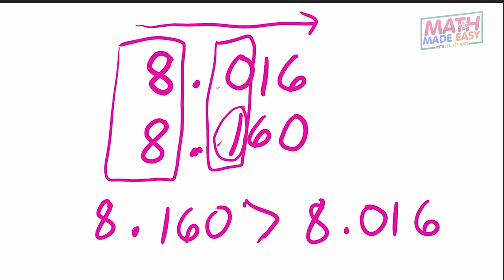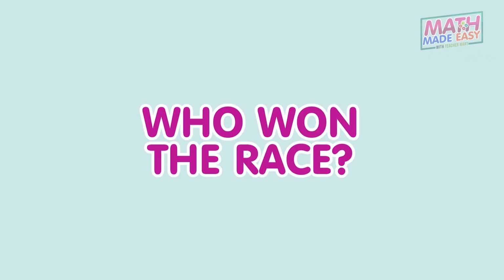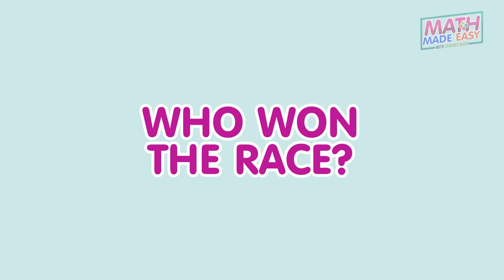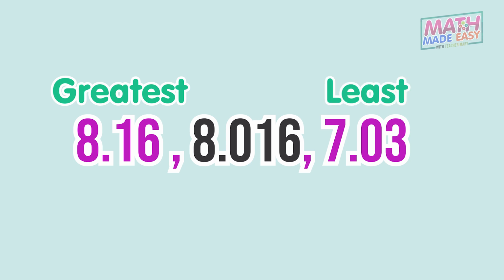Let's go back to the question. Who won the race? Yes, you're right. Sheila won the race. And if we are to order these decimals from greatest to least, we will have 8 and 16/100 as the greatest, followed by 8 and 16/1000, and then 7 and 3/100 as the least.